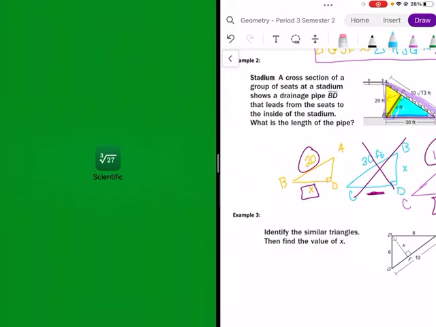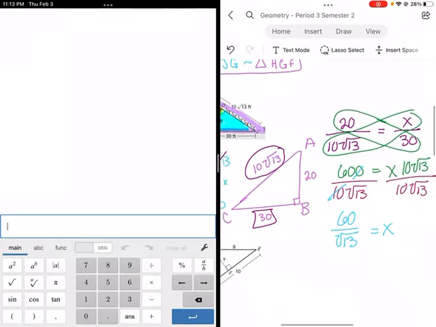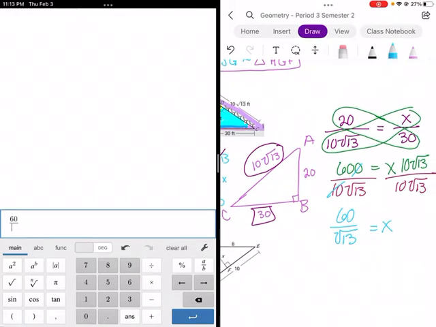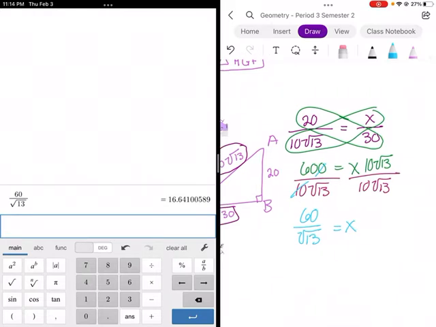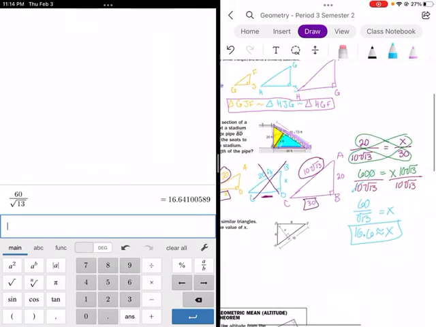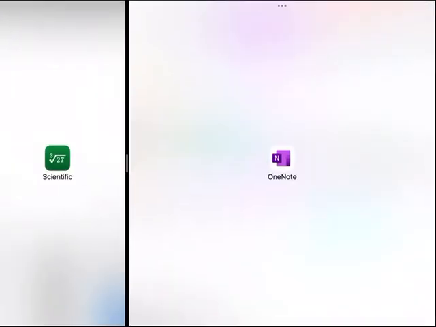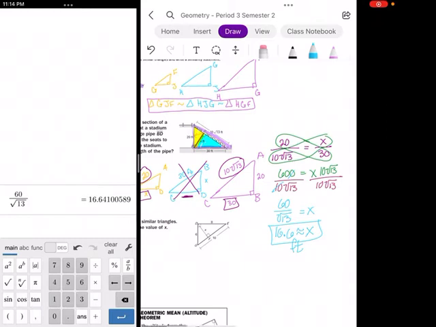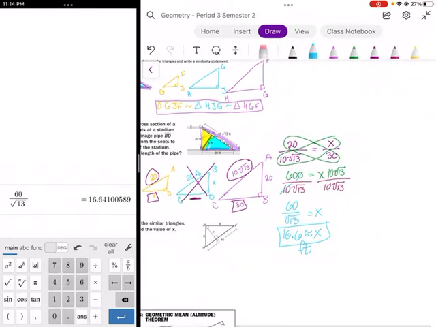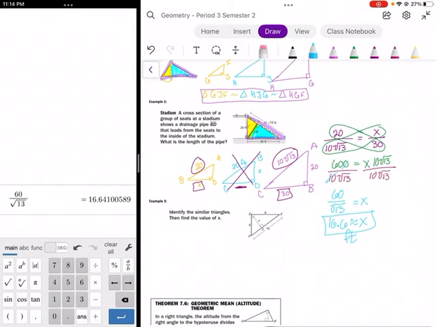So if I pull up my calculator here, we have 60 divided by the square root of 13, which would be about 16.6. And that would be our final answer. And this would be in feet. So that's one way that you can use these similar right triangles to solve for a missing side length.